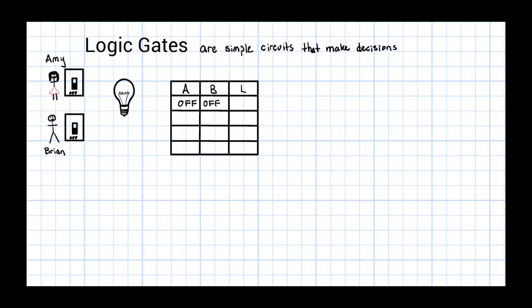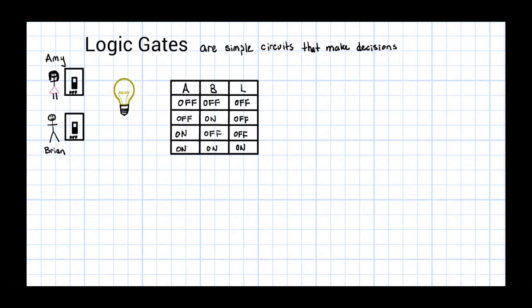If both Amy and Brian have their switches off, the light bulb is off. If Amy has her switch off, but Brian has his switch on, the light bulb will still be off. Likewise, if Amy has her switch on, but Brian has his off, then the light bulb will be off. However, if both Amy and Brian have their switches on, the light bulb turns on.